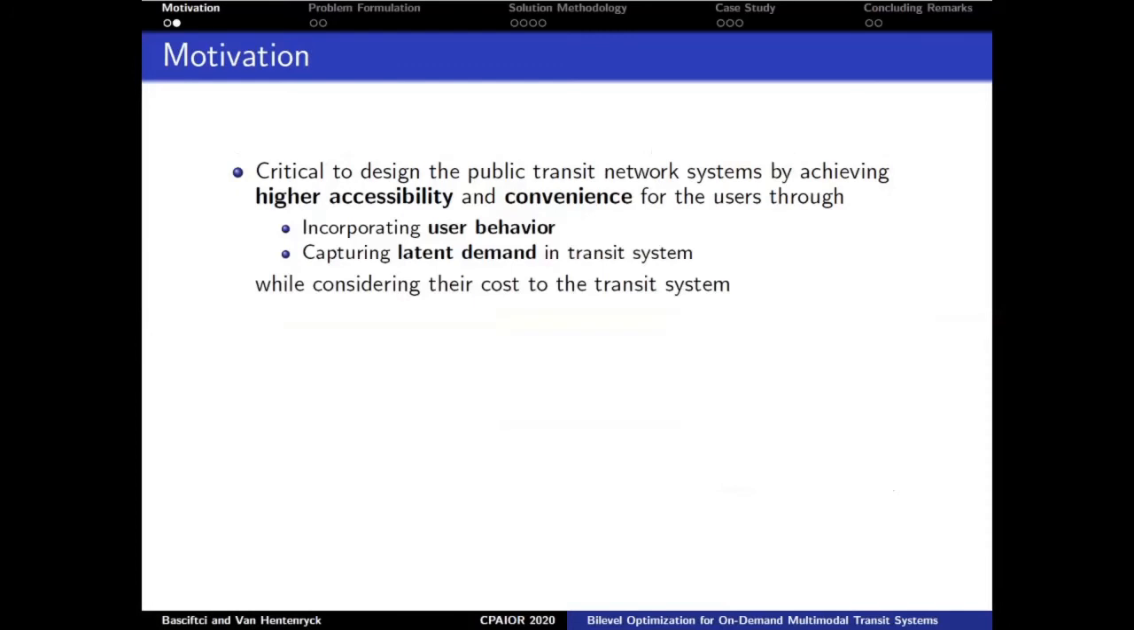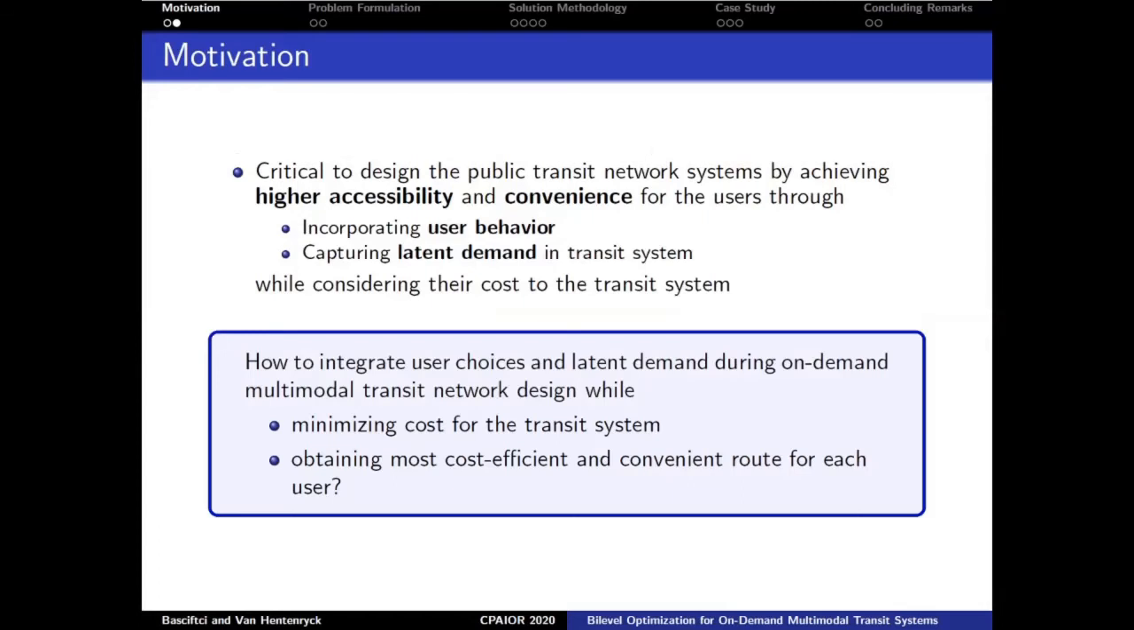Then it becomes critical to design the public transit network by achieving higher accessibility and convenience for the users, through incorporating their behavior into the decision-making process and capturing the resulting latent demand in the transit system, while considering its cost to the system as well. So, we would like to answer how we can integrate these user choices and latent demand during on-demand multimodal transit network design while minimizing cost for the transit system and also obtaining the most cost-efficient and convenient route for each user.